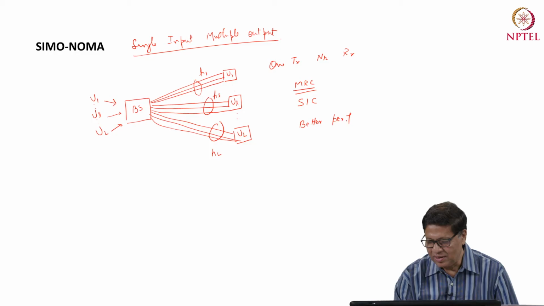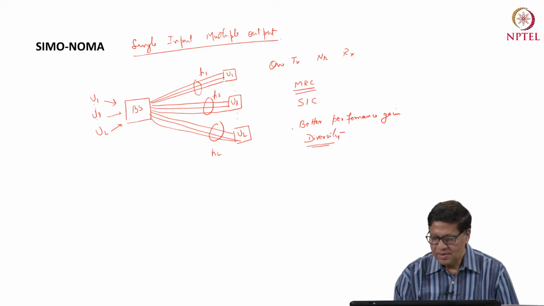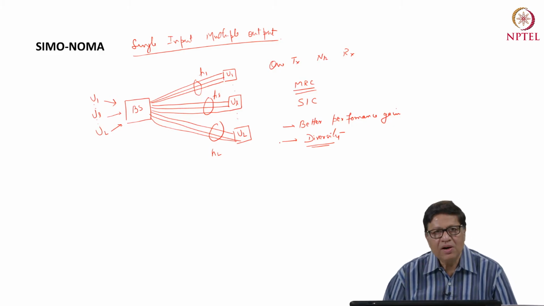I am talking in the context of RF, and this also gives good diversity. So these are the advantages. We will see how some of these things which have been used in RF can be used in VLC. So this is a case of single input, multiple output NOMA.